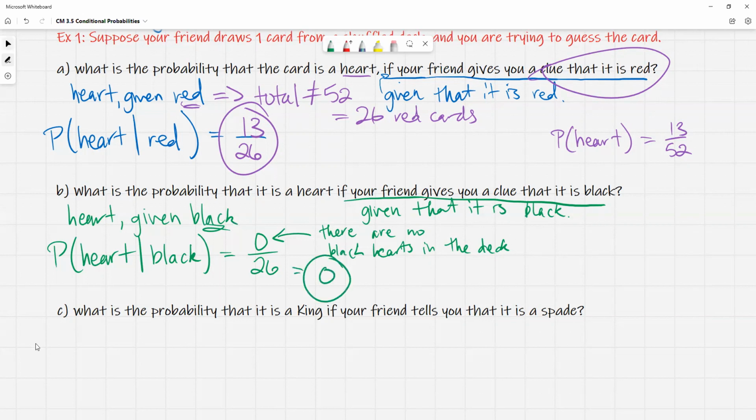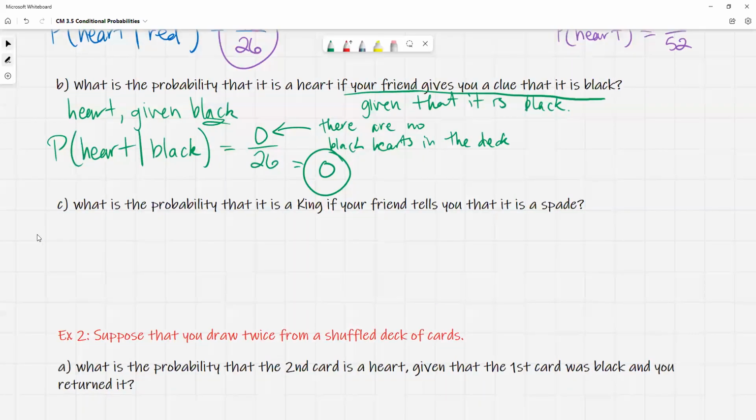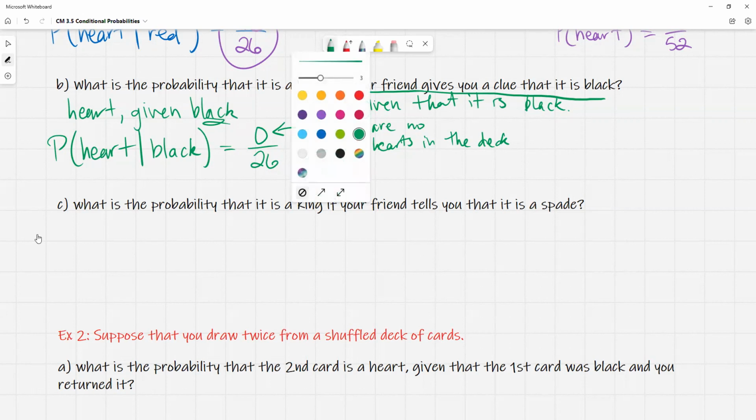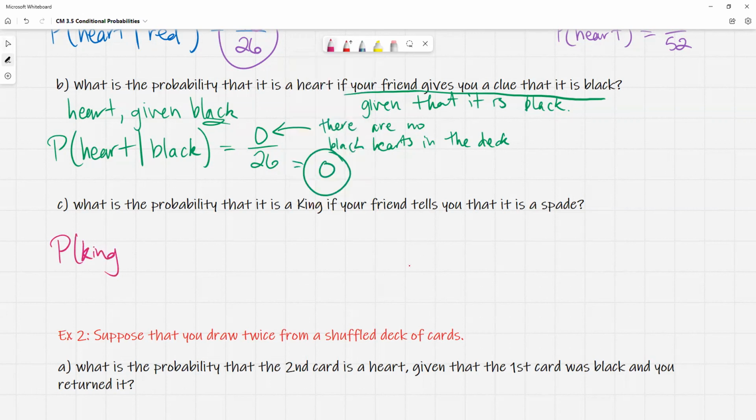Okay, last one for this example. What is the probability that it is a king if your friend tells you that it is a spade? Okay, so this one, probability of king given spade. Okay. So now let's think about this one.